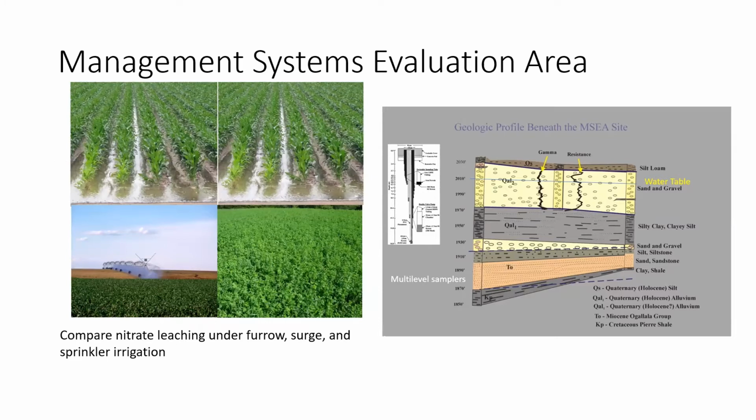Overall, the study was to compare nitrate leaching under gravity or furrow irrigation, a modified gravity irrigation method called surge, and sprinkler irrigation. So most of us take for granted that center pivots are pretty common. I think in most NRDs, you see a large number, most of the irrigators are using center pivots. But back in the 90s, there was still a lot of furrow and gravity irrigation that was going on. So this was to compare basically water use between different management practices and see how that affected nitrate leaching.